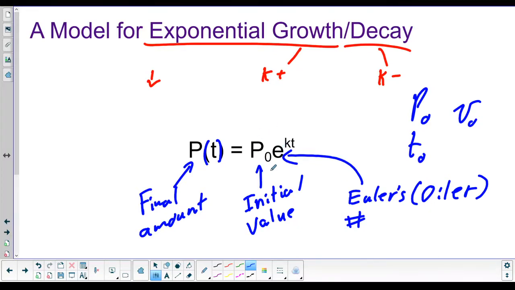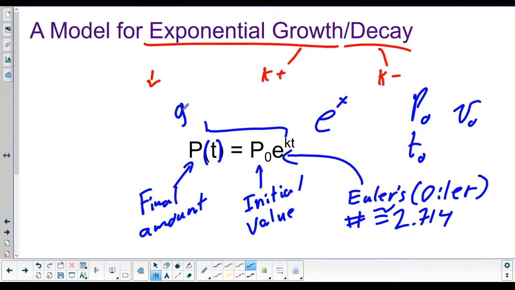It's an irrational number. It's called Euler's number, and it's about 2.71. I forget if it's 2 or 4. I think it's 714. But it's a number, right? There's a button on your calculator. It's like e to the x. Just use that thing to plug in the e with an exponent. Cool. All right. k is our growth rate.